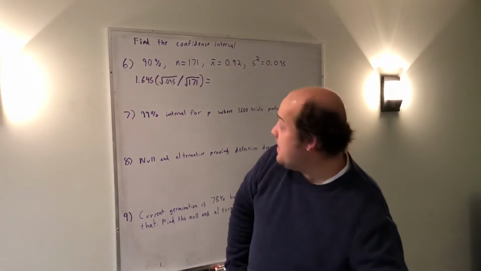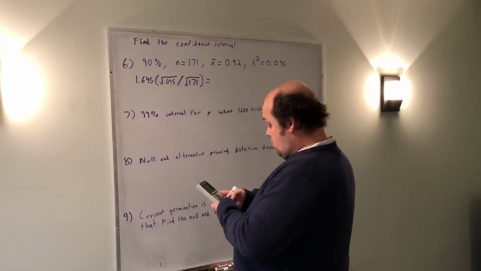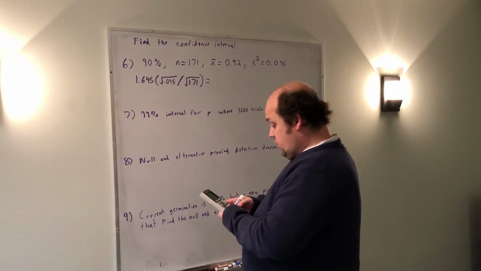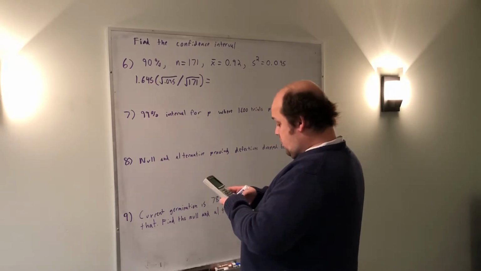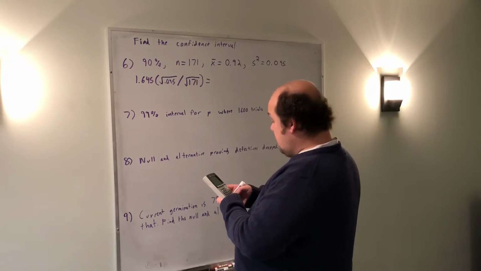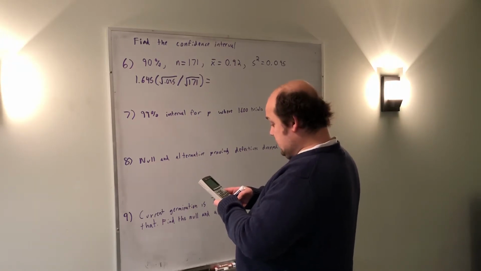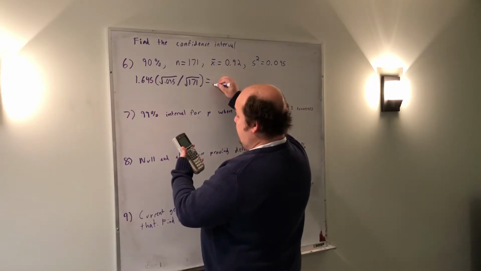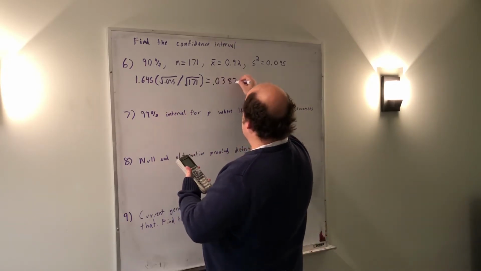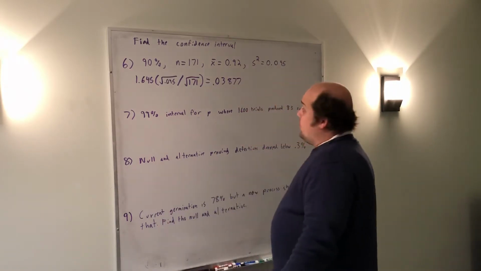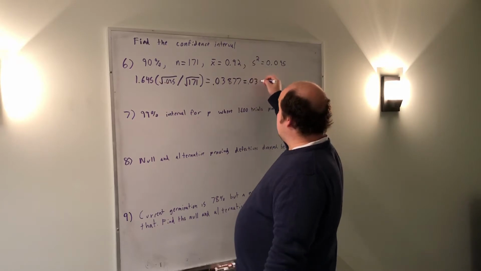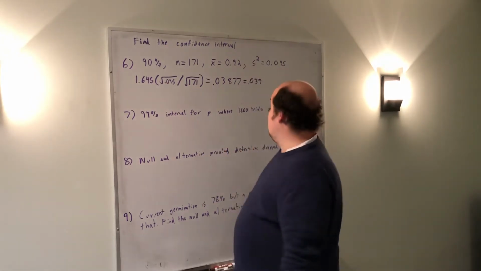If I put that all into my calculator, 1.645 parentheses the root of 0.095 divided by the root of 171, I get a margin of error of 0.03877. I'm going to go to 3 decimal places here, so 0.039 is what I'm going to call this. Always go by what it asks for.